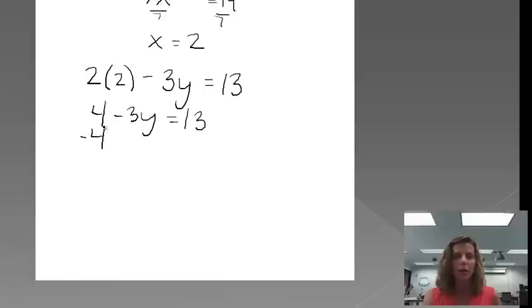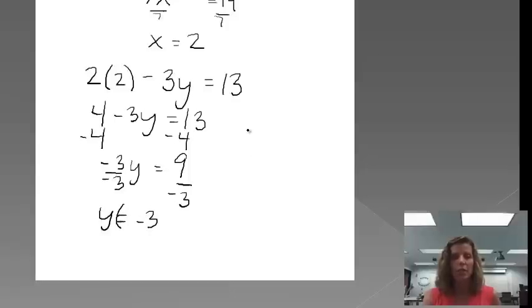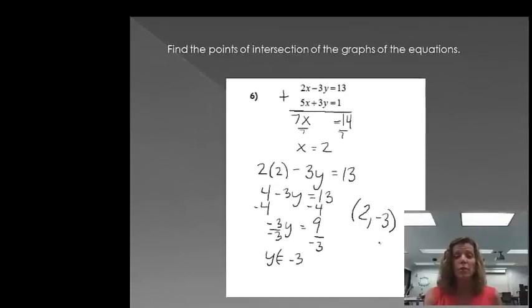To solve for y, I'll subtract 4 from both sides. So I'll get negative 3y equals 9. Then I'll divide both sides by negative 3. And we'll get y equals negative 3. So that tells me that these two lines cross at the point (2, negative 3). And that makes sense because if we have two lines, they really can only cross in one place unless they cross all the time. So there we go.